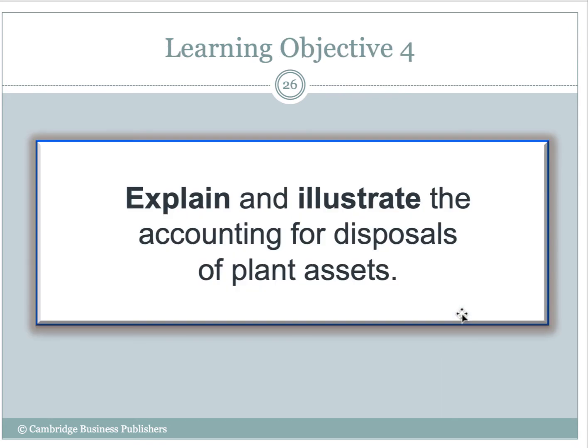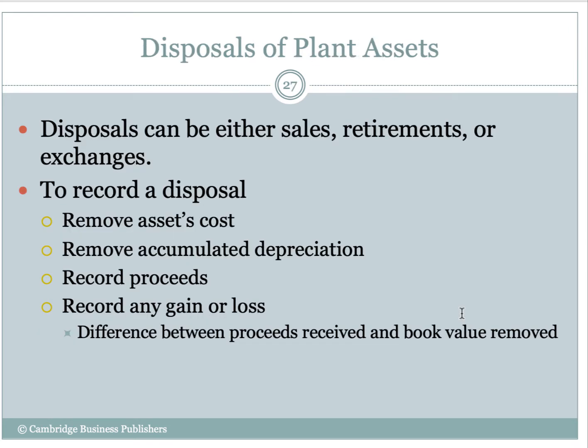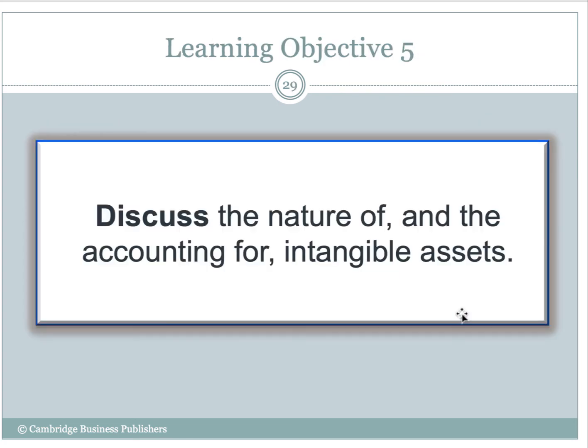Okay. We looked at disposing of an asset. Remember, we have to get everything off the books. We have to get our cost, our accumulated depreciation. We have to record what we're getting for this transaction, or the proceeds, and then we need to record any gain or loss. Okay? So tune back in and we'll jump into intangibles.